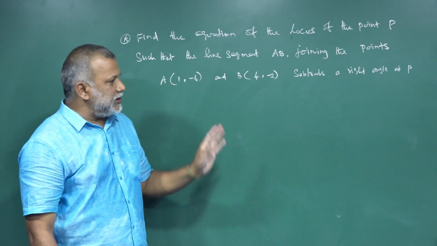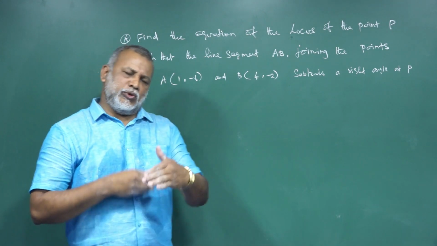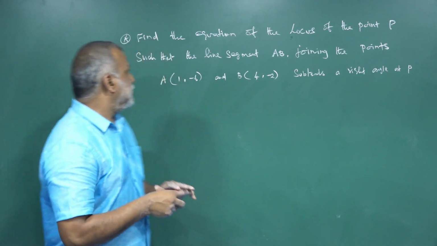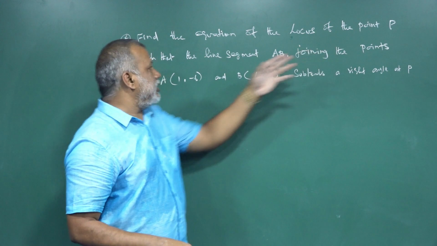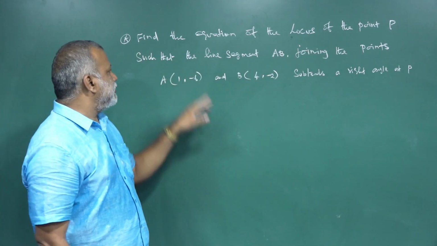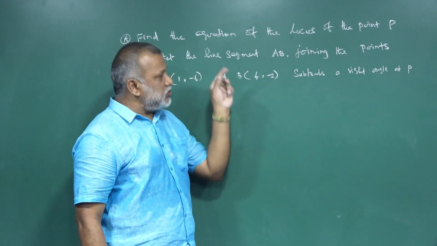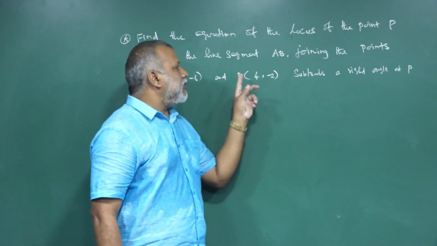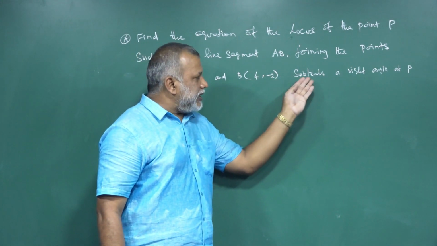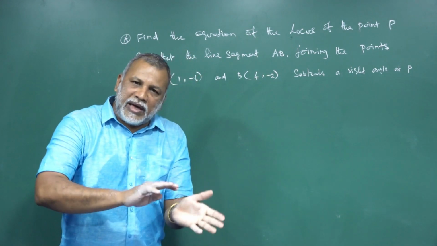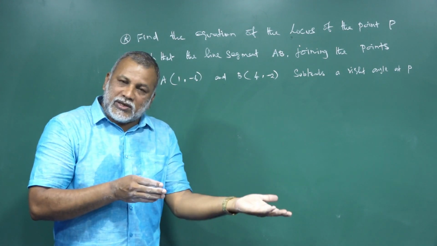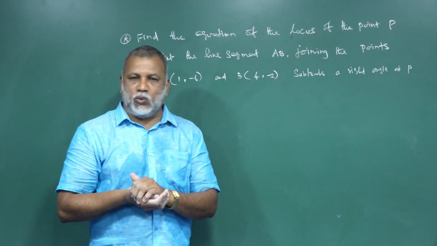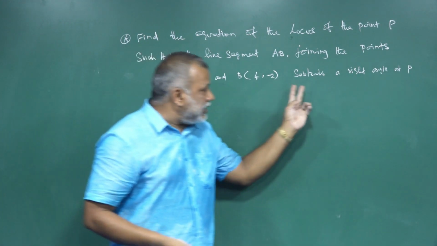Dear students, now listen, the same model. I am going to give the idea, you have to do the calculations. Find the equation of the locus of the point P such that the line segment AB joining the points A (1, minus 6), B (4, minus 2) subtends a right angle. That is the different condition compared with the previous one. In your previous question, we had 2 points A and B, and one more point P of x1, y1. But here the condition is different.